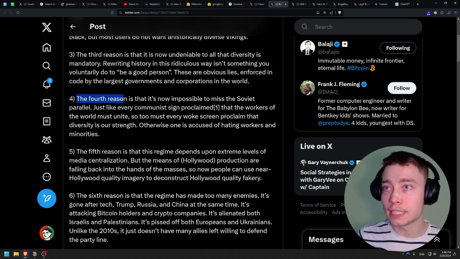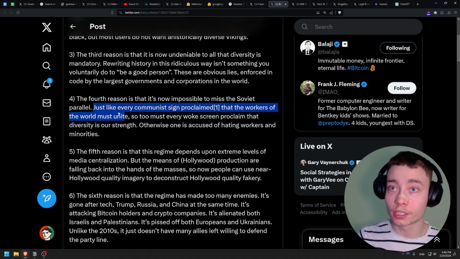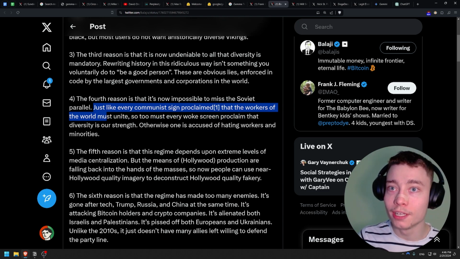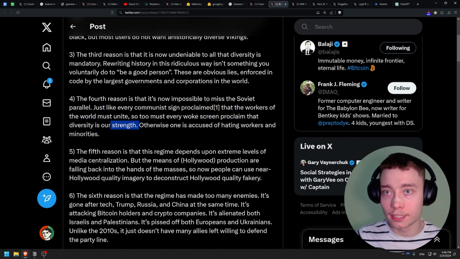The fourth reason is that it's now impossible to miss the Soviet parallel. Just like every communist sign proclaimed that the workers of the world must unite, so too must every woke screen proclaim that diversity is our strength. Otherwise, one is accused of hating workers and minorities.